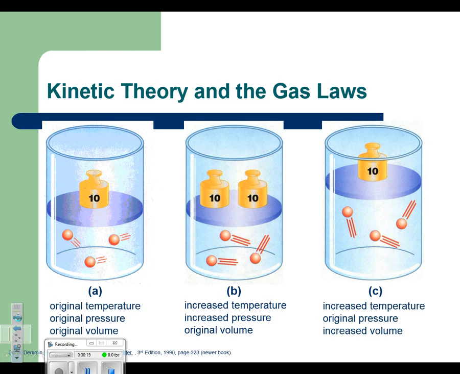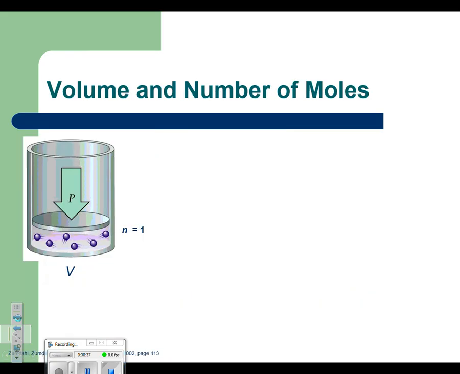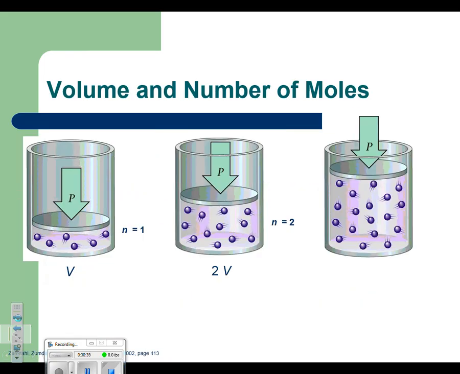A random motion. So kinetic theory, basically, if I want to have the same volume, then I'm going to have to add more pressure if I've increased the temperature. If I want to have more volume, I've got to increase the temperature and keep the pressure constant. So if I look at keeping the pressure constant and changing the number of moles, then I've got to change the volume.